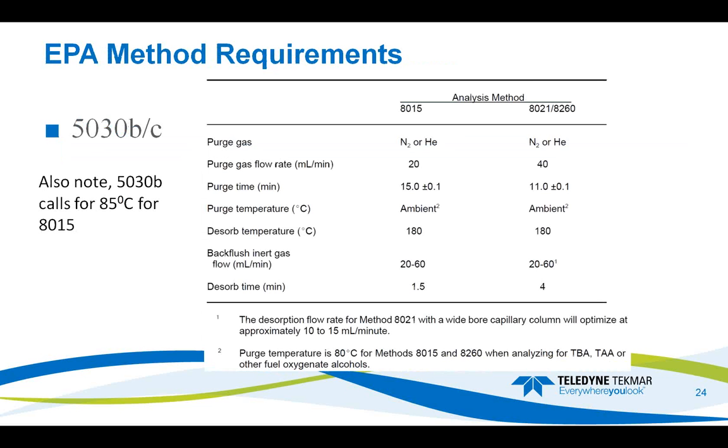And these are the purge requirements for 8260, 8021, and 8015. We have some freedom for our purge gas, so we can use either nitrogen or helium. Flow rates are set for purge. The purge times are set. Temperatures must be ambient. For B, we can use up to 85 degrees C in 8015 under 5030C. Our desorb temperatures are set, and then our backflush flow rates are set. Our desorb times are set. So not as much that we can play with here, but we still have some control over a few of our parameters.